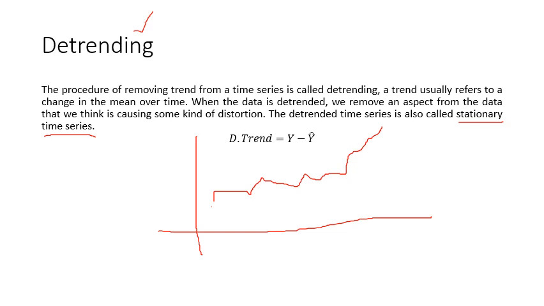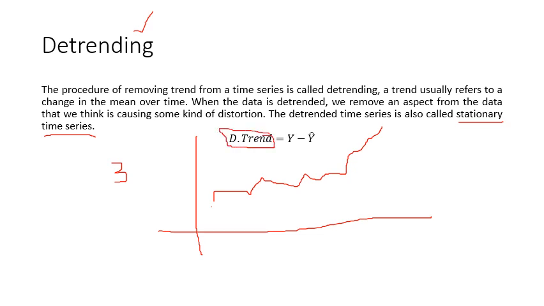We have learned three methods of estimating trend: the semi-average method, moving average, and method of least squares, and the smoothing method. There are a lot of methods we can use to estimate trend values. Then we detrend data by taking the difference, the original value y minus the trend value, and we are left with detrended data.